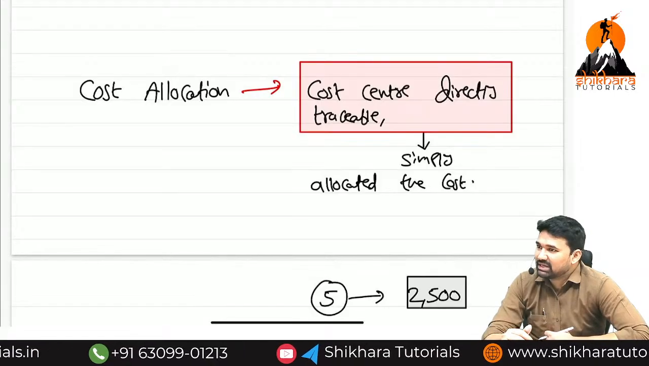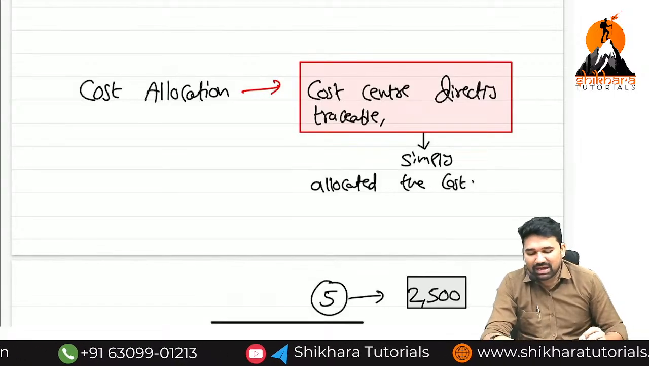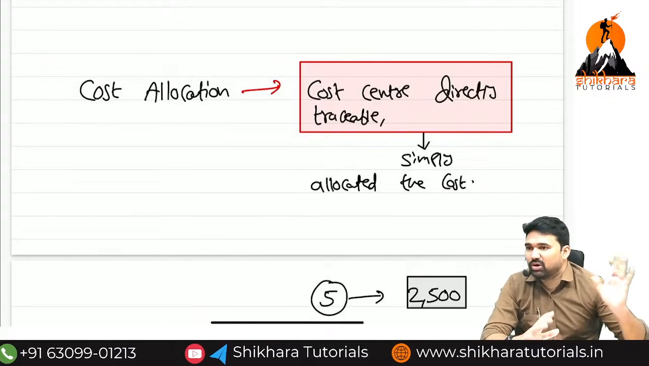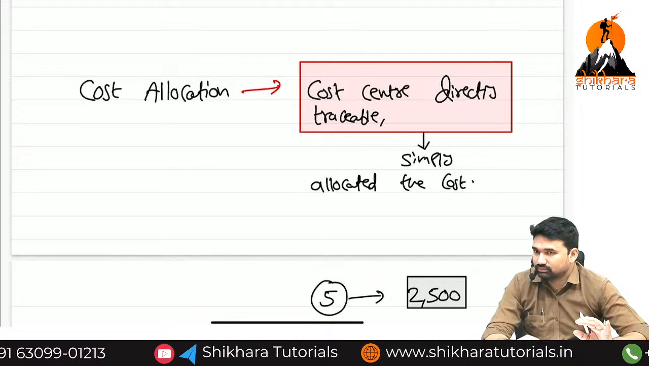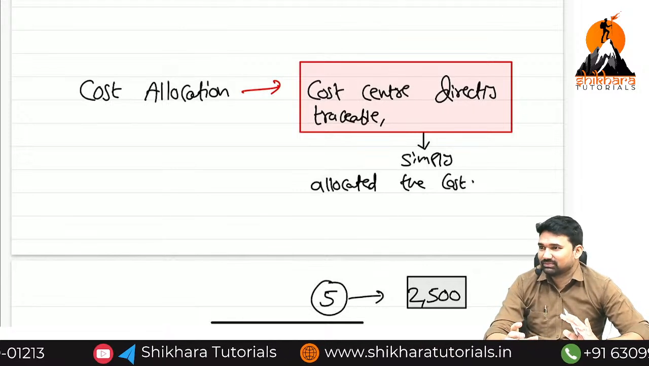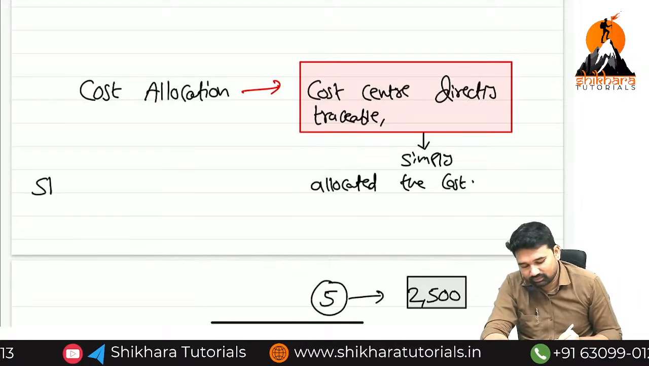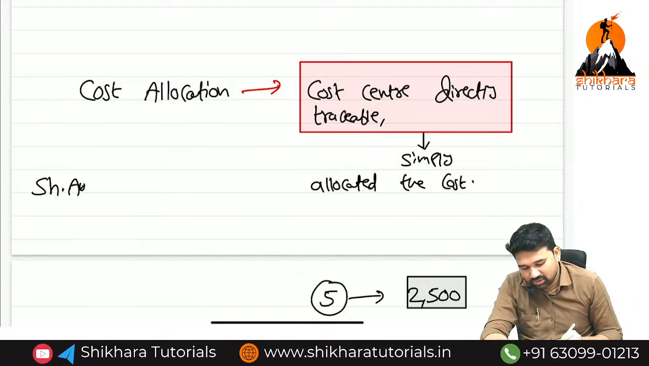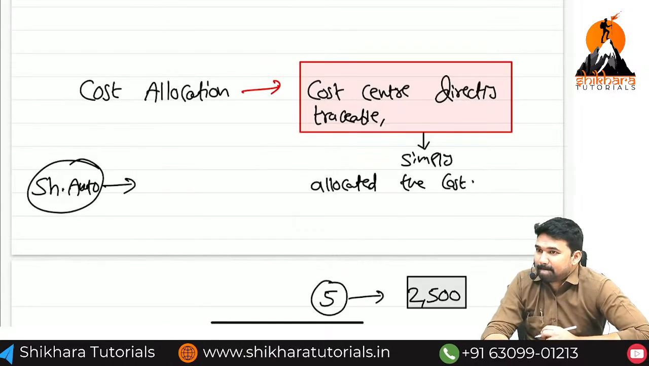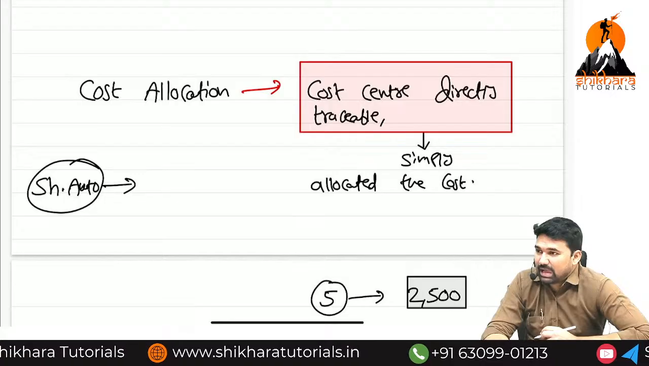So for your understanding, I will simply modify another example apart from the Rapido Auto example. Share Auto is the best example for cost allocation. Which auto? Share Auto, the best example for cost allocation. Listen carefully.